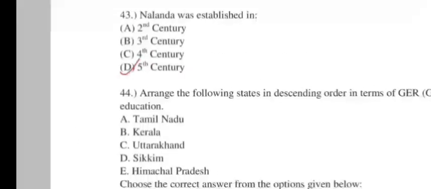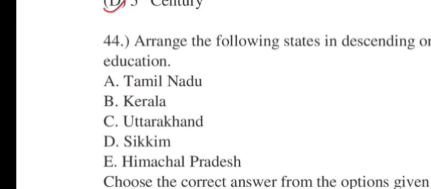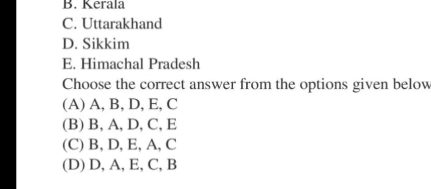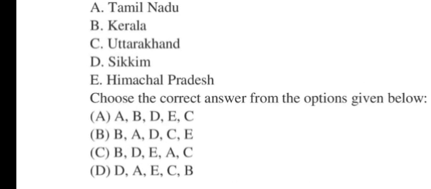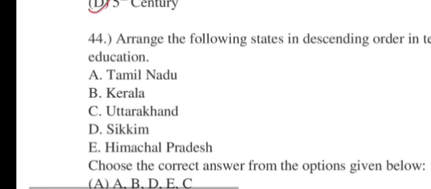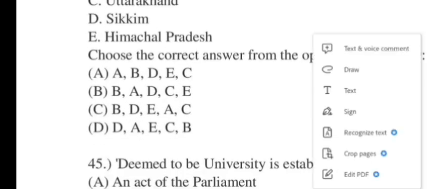Question 44 says, arrange the following states in descending order in terms of GER, gross enrollment ratio, in higher education: Tamil Nadu, Kerala, Uttarakhand, Sikkim, Himachal Pradesh. Choose the correct answer from the options given below. A, B, D, E, C. B, A, D, C, E. B, D, E, A, C. D, A, E, C, B. For 44, it will be option D, that means D, A, E, C, B.